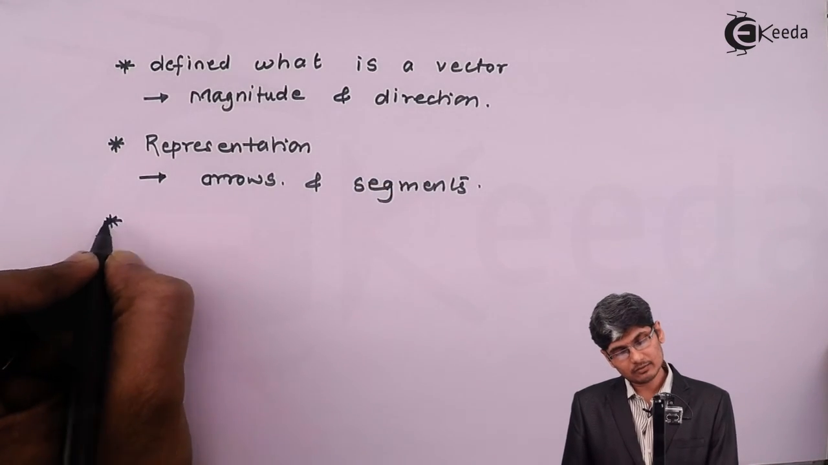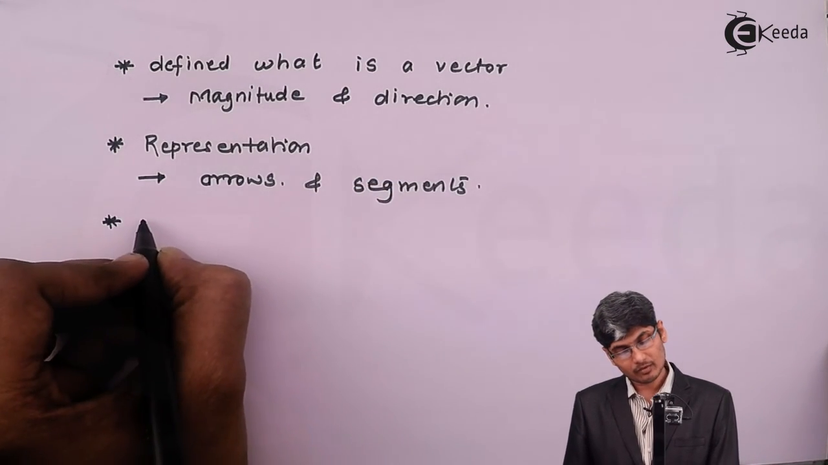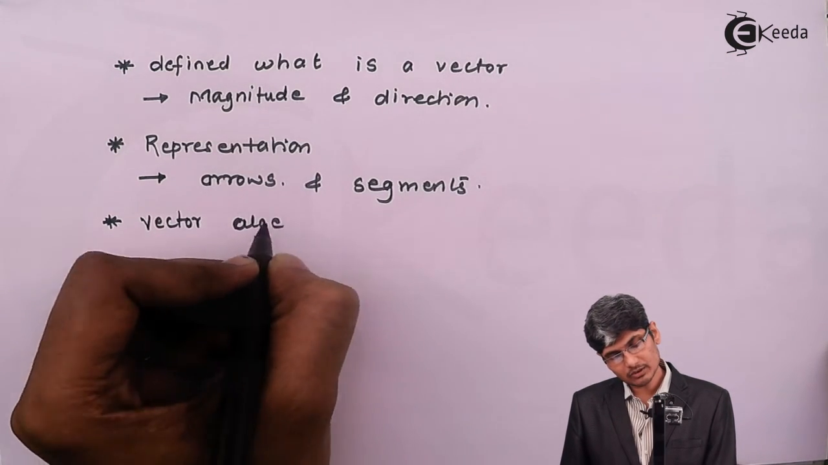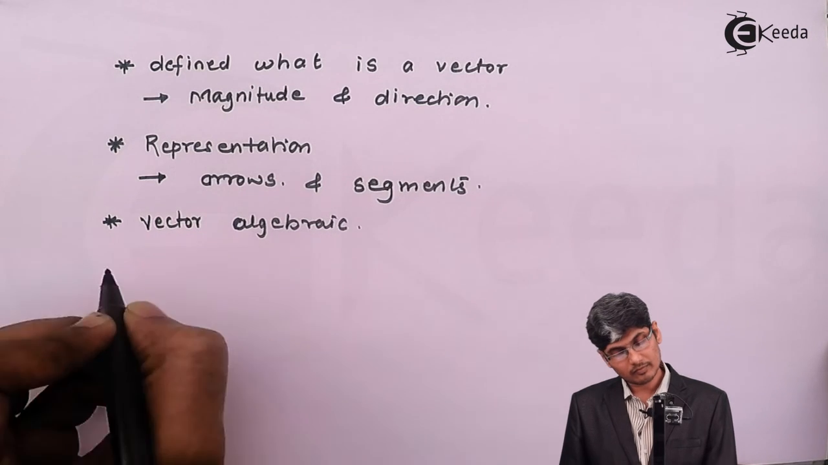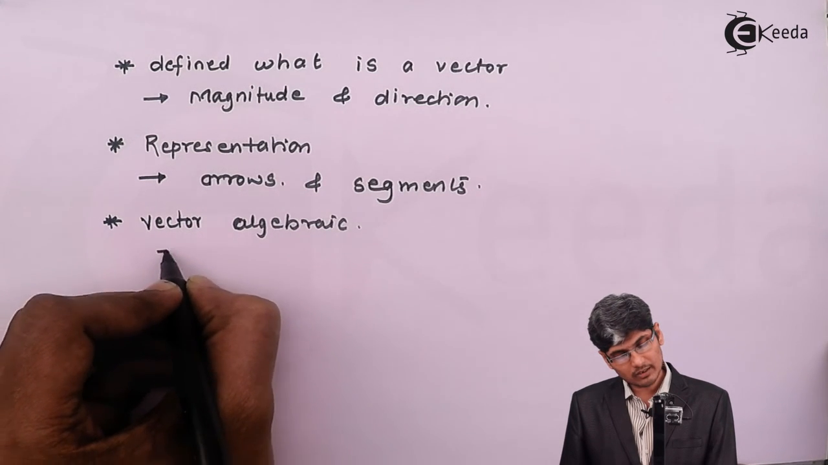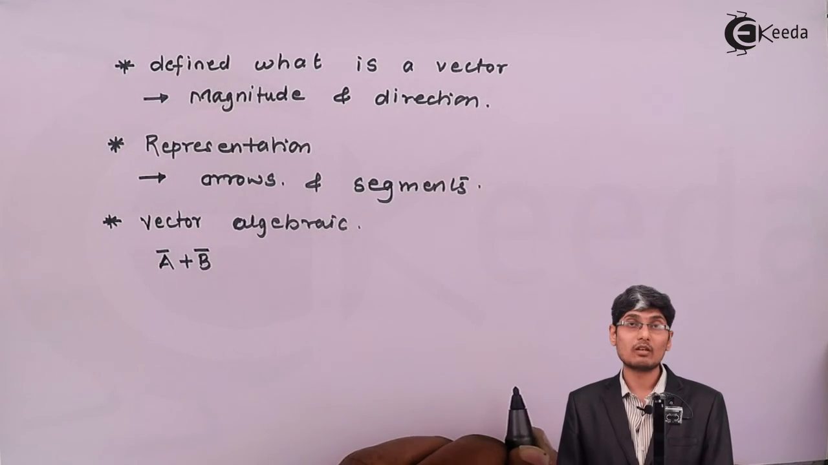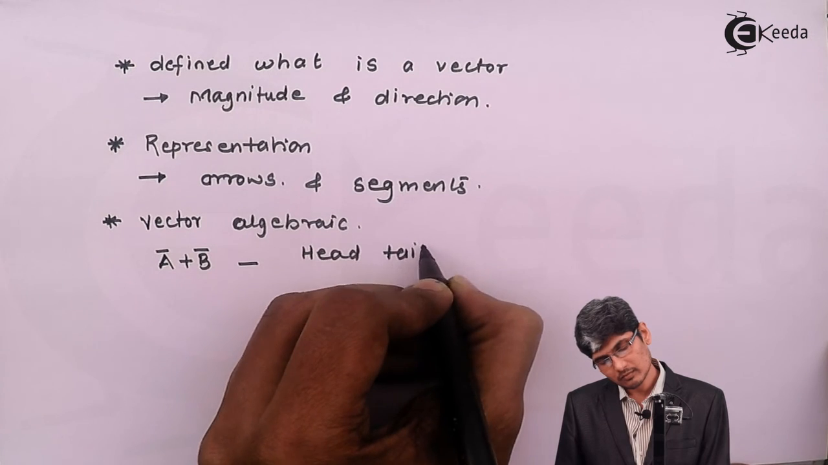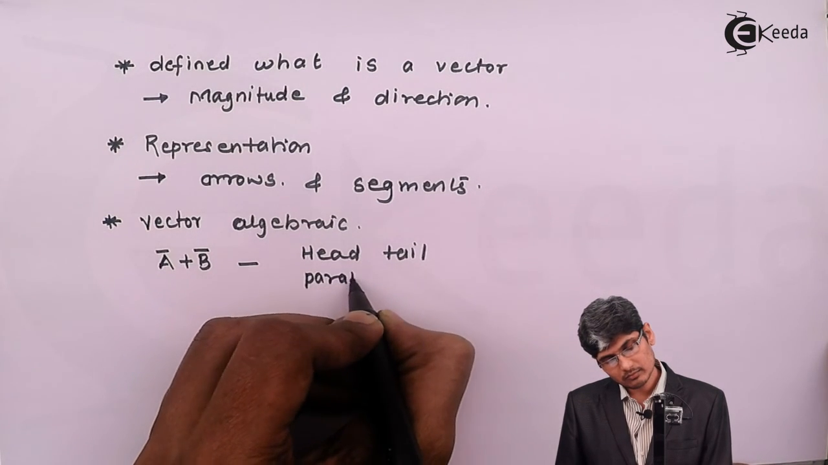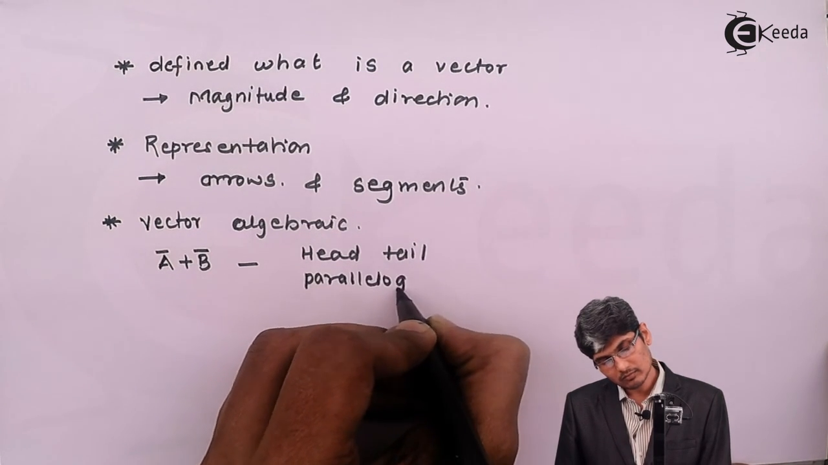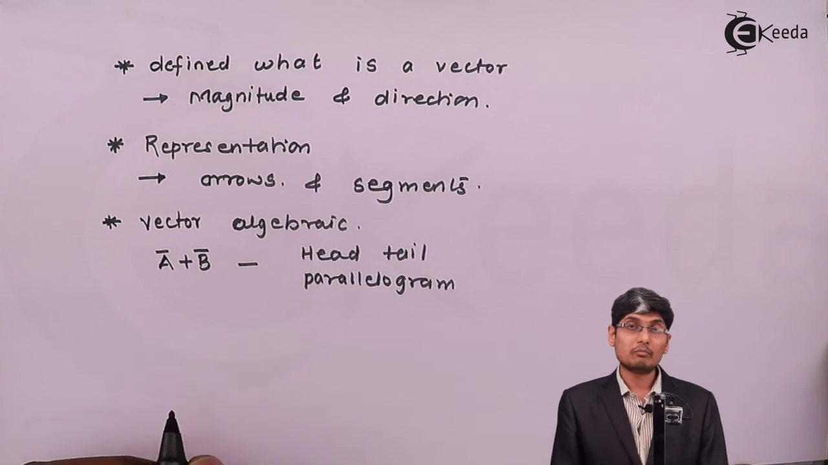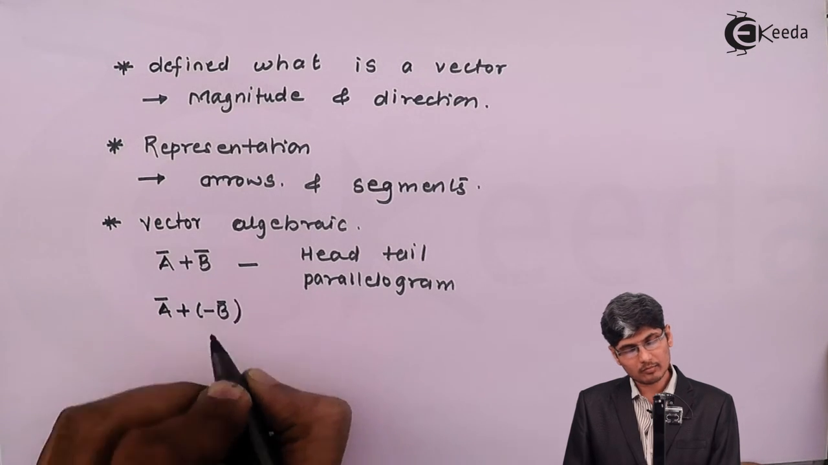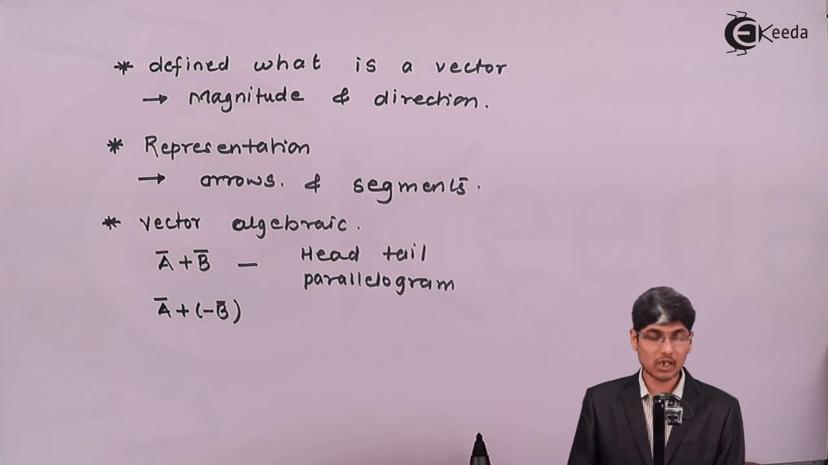Thirdly, we have defined some vector algebraic expressions, in which we have seen what A bar plus B bar is by using the head-tail and parallelogram methods. We have also seen that there exists A plus minus B bar, which is vector subtraction.